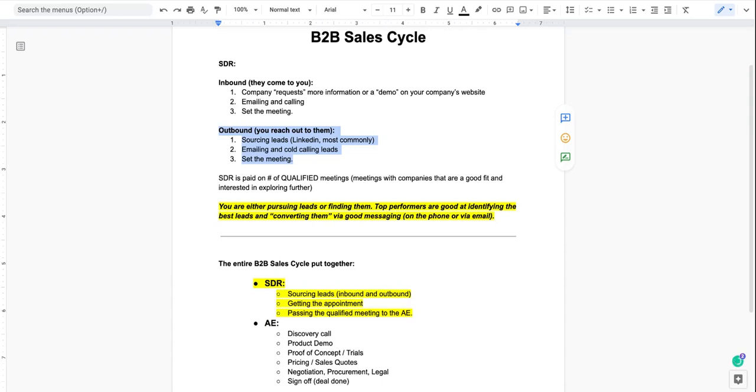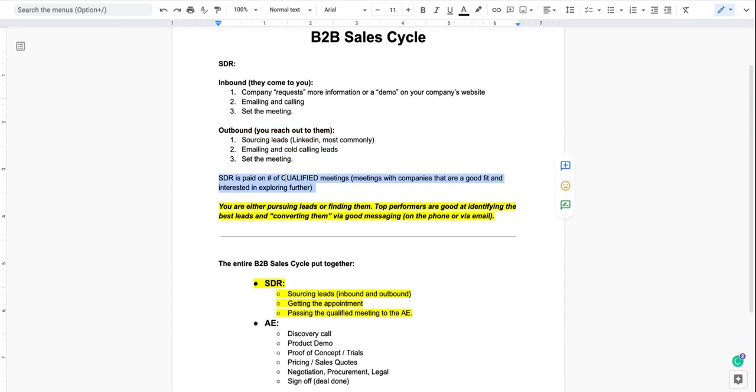So it's a little bit different from inbound, where these companies may not even know of your company. They might not even know you exist. Yet you're reaching out to them in the hopes of landing a meeting so that you can inform them a little bit about what you do. And then if they're interested, or your software solves a problem that they're looking to solve, well, in that case, you've just found a good opportunity. And so what you do is you set the meeting as you would with inbound leads.